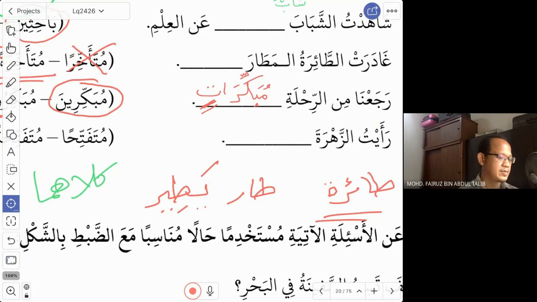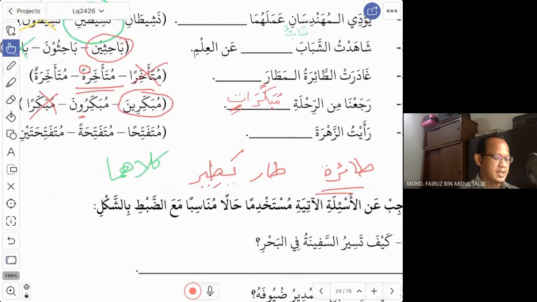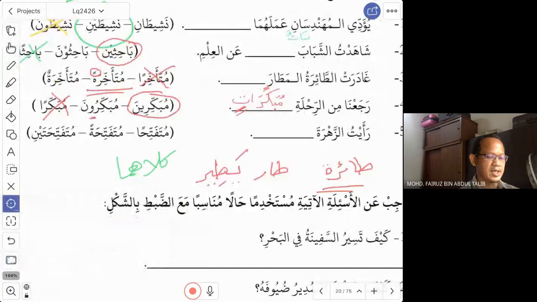Okay, and the last sentence, ra'aitu az-zahrata. Ra'aitu, this is I saw. Yes, I saw the Zahra. Zahra in here is referring, what do you think? Is this referring to a person called Zahra? Flowers. A flower, good. So this is not referring to the person.